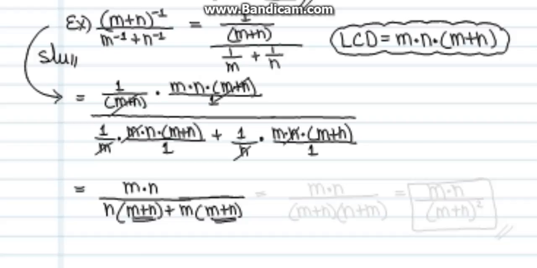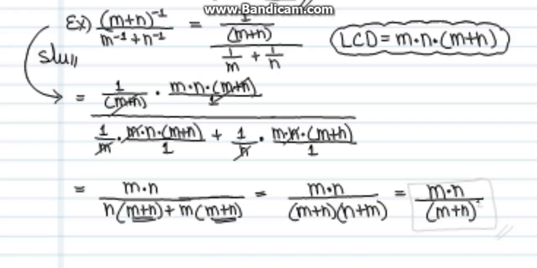Let's go ahead and pull that out, and we'll have the top, m times n, over the bottom. We have the big factor in common, m plus n, times what remains when we strip it away from the first piece, n, plus what remains when we strip it away from the second piece is m. And then you want to make note that m plus n is really the same as n plus m. So what we really have is m times n on the top, and on the bottom we have a double factor of m plus n to the second power.